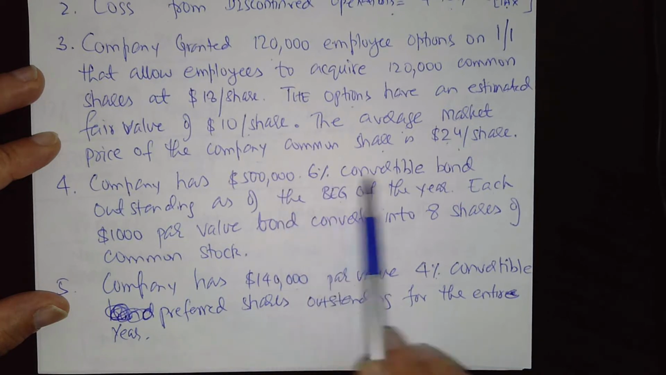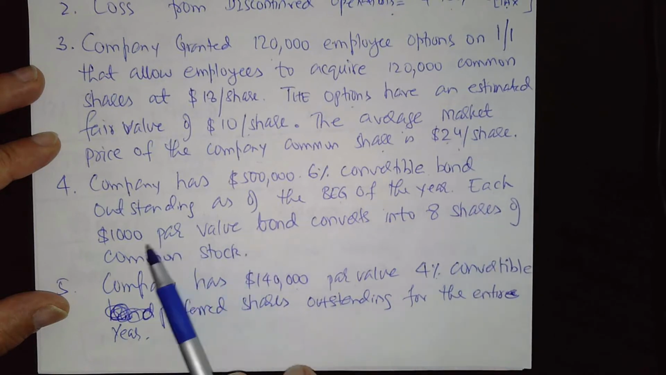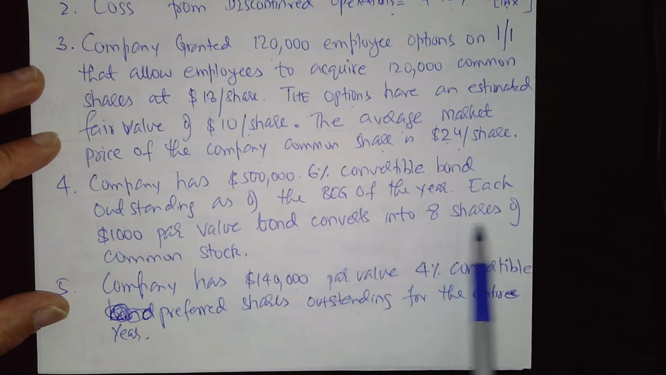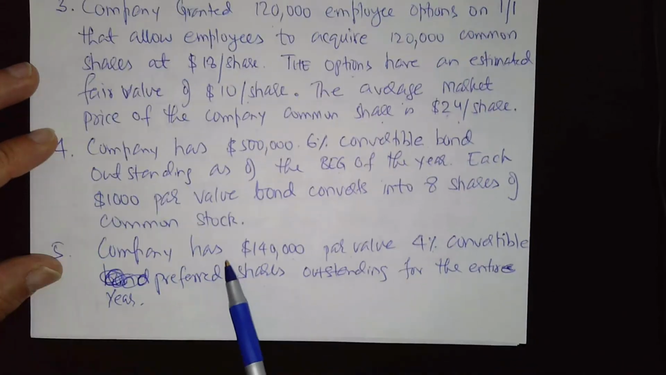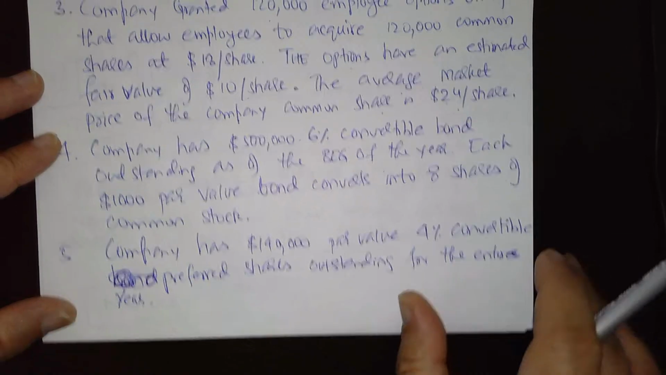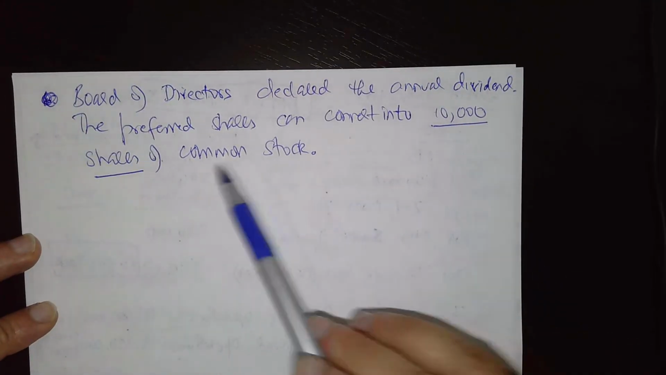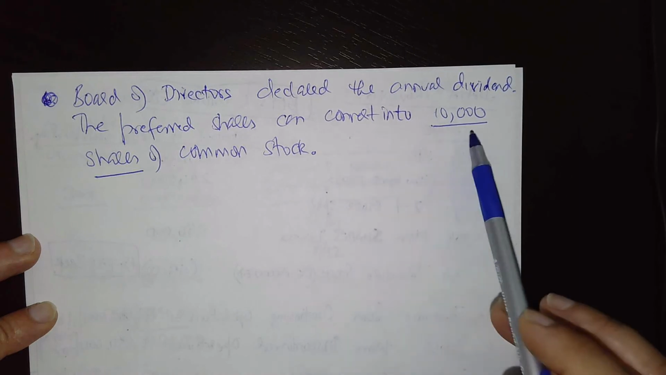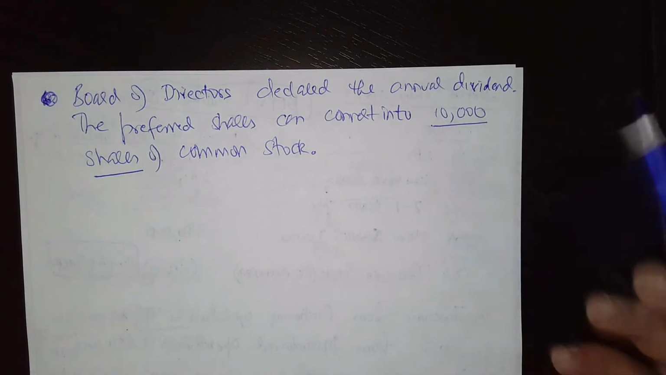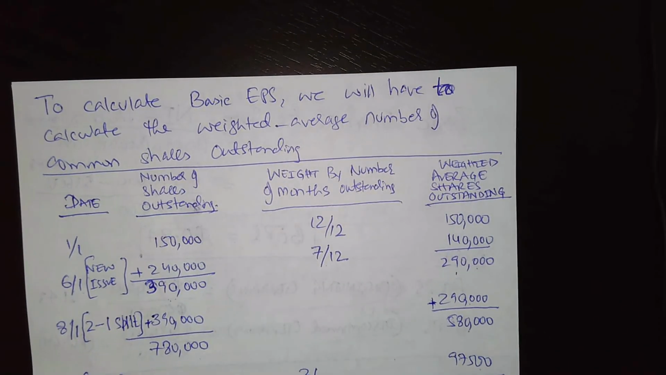Again, the company also has a $500,000 6% convertible bond outstanding as of the beginning of the year. Each $1,000 par value bond converts into 8 shares of common stock. The company also has 140,000 par value 4% convertible preferred shares outstanding for the entire year. And the board of directors has declared the annual dividend, and the preferred shares can convert into 10,000 shares of common stock. So this is the problem statement, and now we're going to calculate the basic earnings per share.